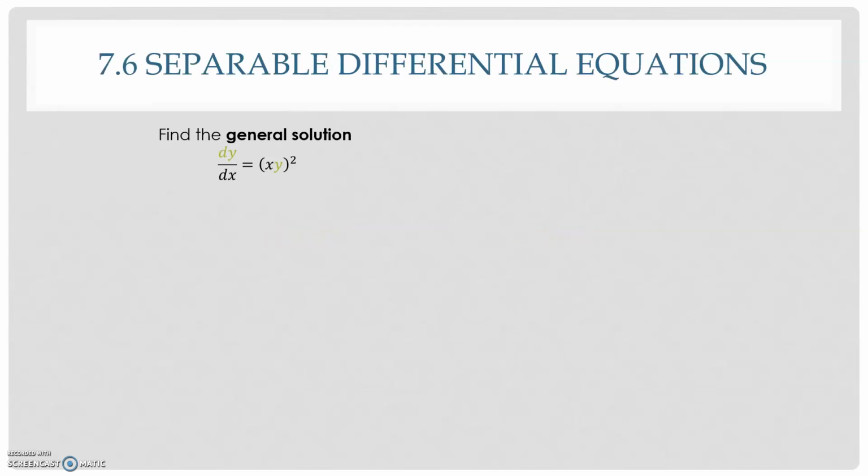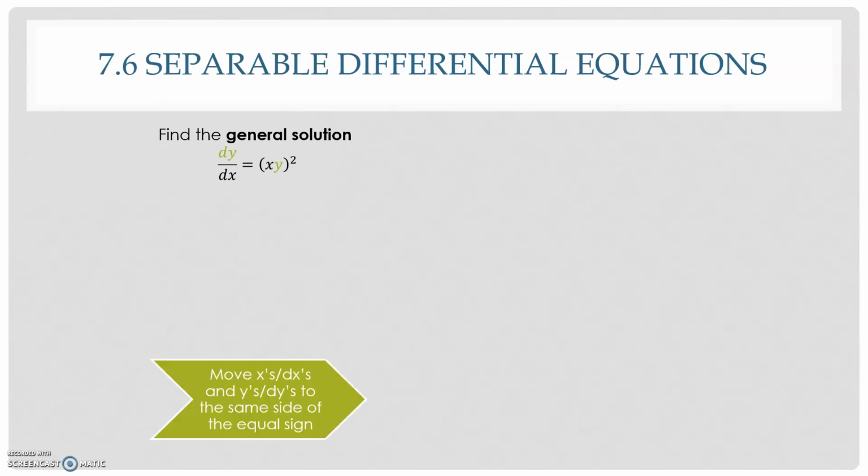Sometimes separable differential equations are a little bit more complicated. This looks like a differential equation that came about because of implicit differentiation. And so in order to undo this, what we have to do is move the x's and the dx's to one side of the equal sign and move the y's and the dy's to the other side. So let's go ahead and do that. I'm going to square out first.